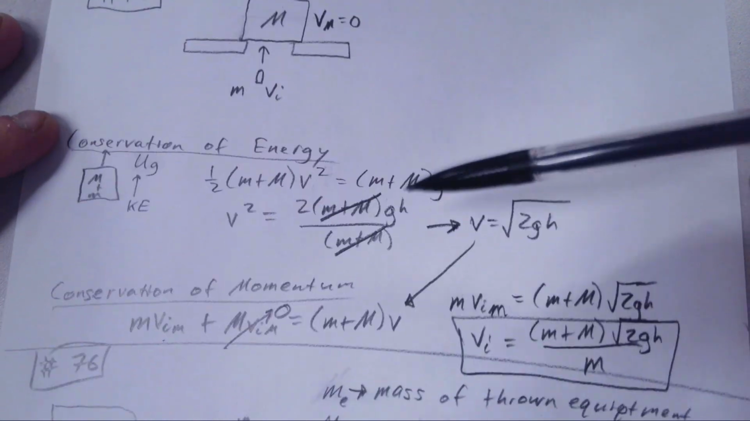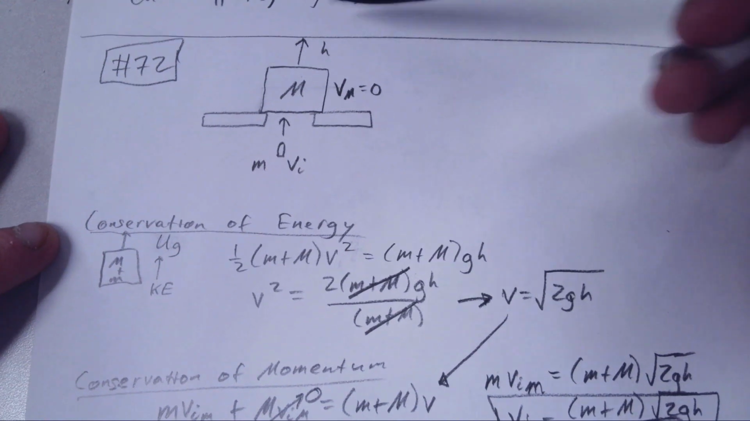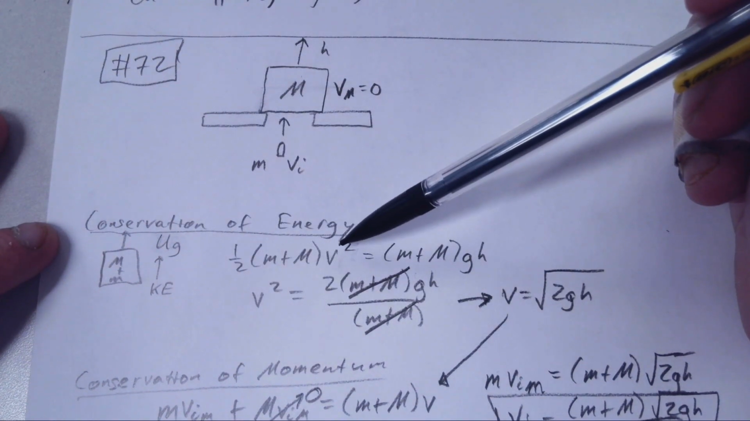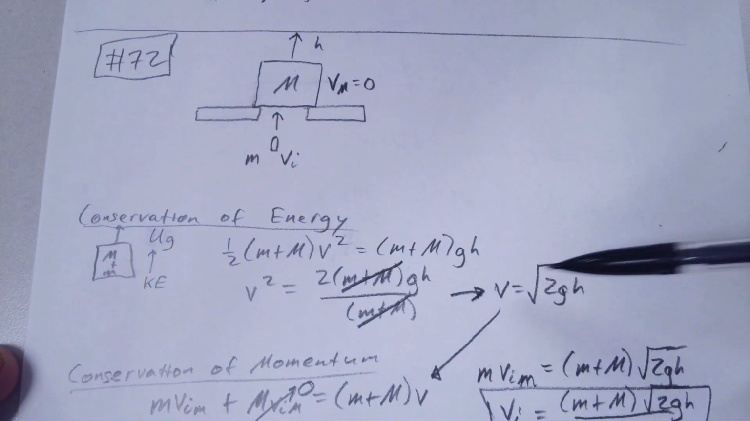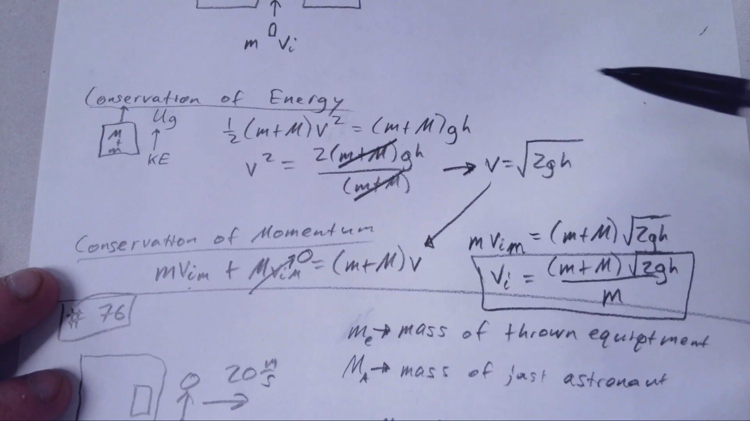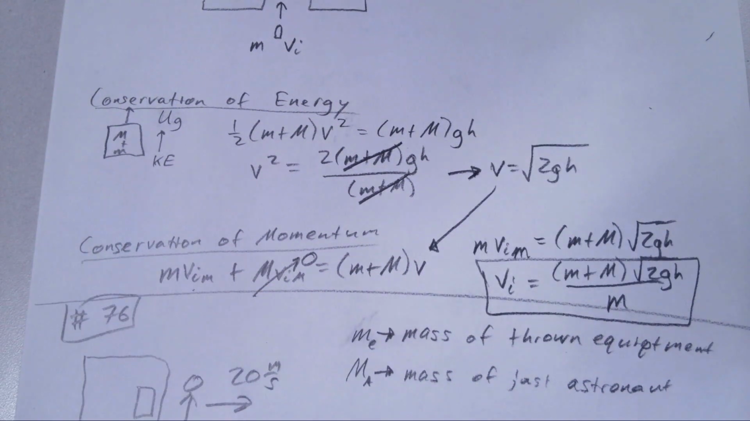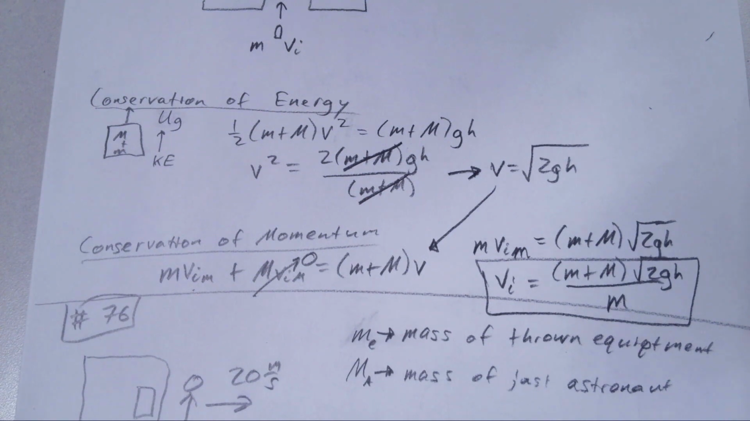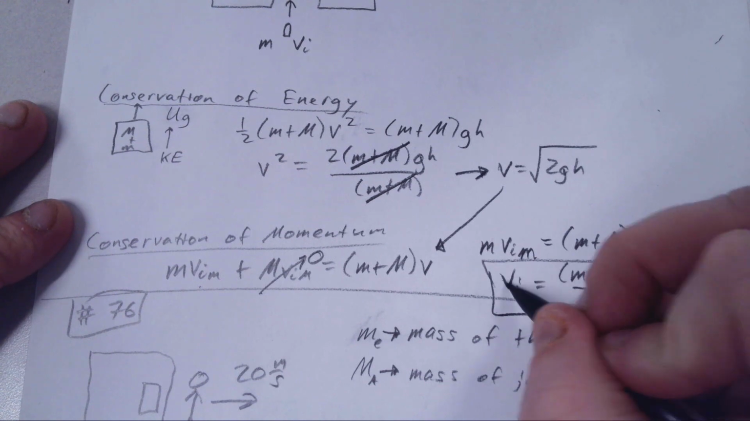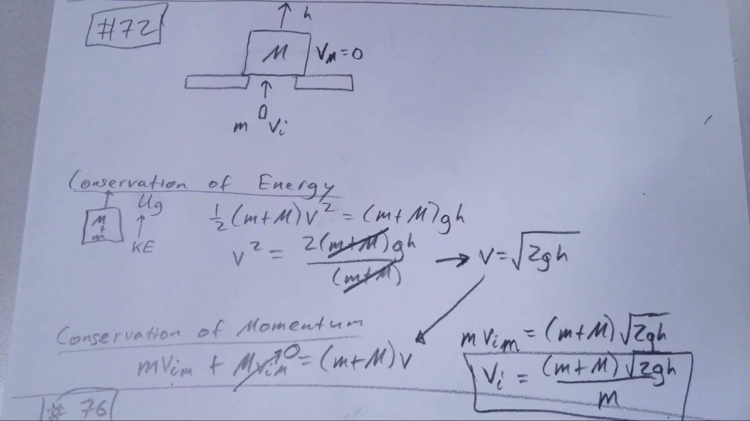Once again, we use the idea of conservation of energy: if we knew the height, we could figure out the velocity of the combined masses. Once we know the velocity of the combined masses, which is really just the square root of 2gh, we plug it down into here and use conservation of momentum, that the momentum of the bullet and the momentum of the block before has to equal the combined momentum of them together in this inelastic collision. Rearrange it, and we find this initial velocity. So there you go. That's number 72.